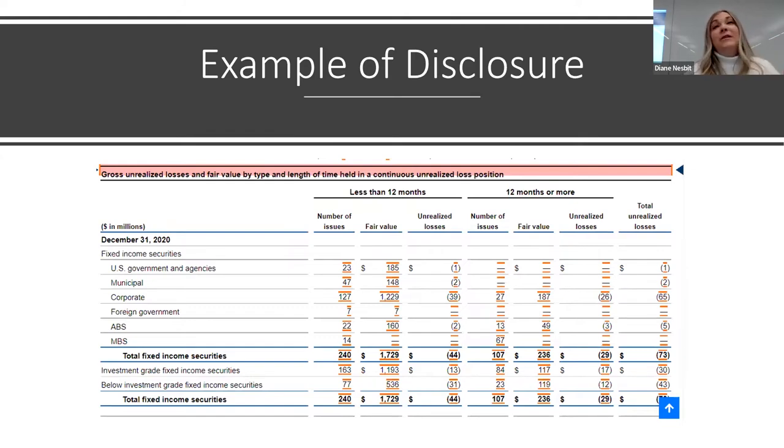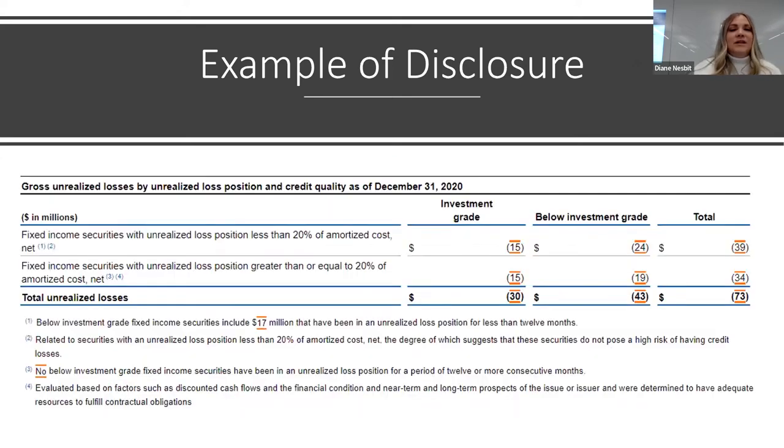So this should look familiar to us because we've had to prepare a similar disclosure on this one. So, all right, this one looks at our gross unrealized losses by unrealized loss position and credit quality when we're looking at investment grade securities and then below investment grade securities. And some notes on that.